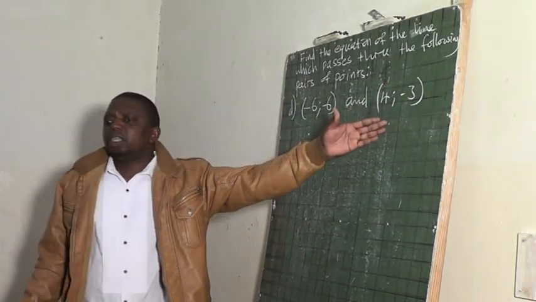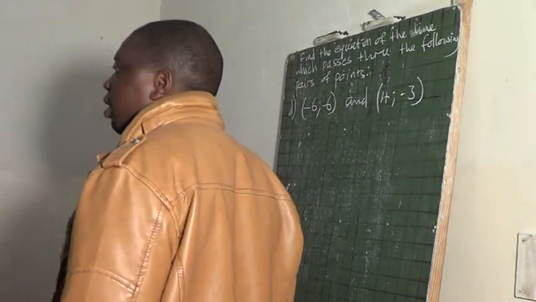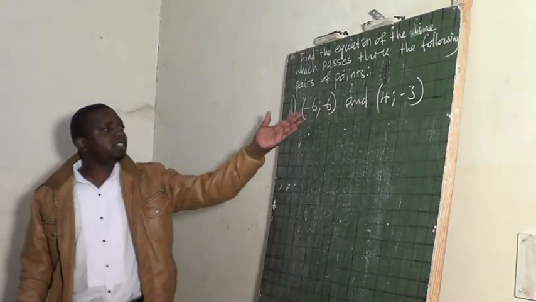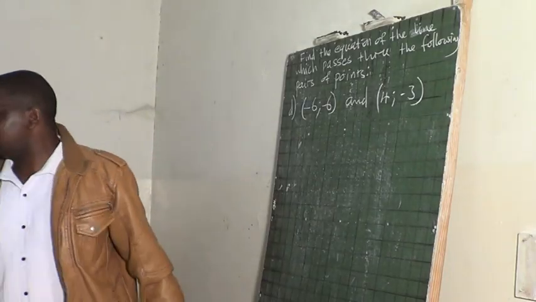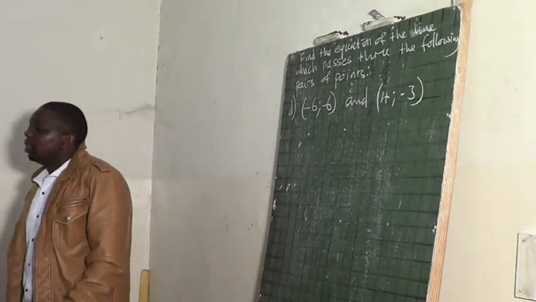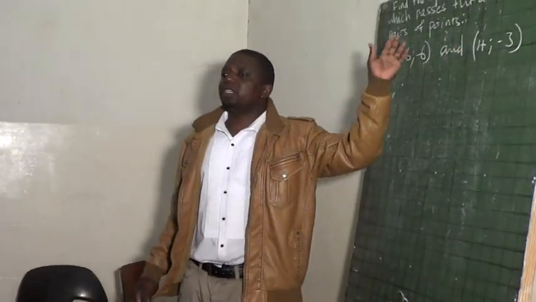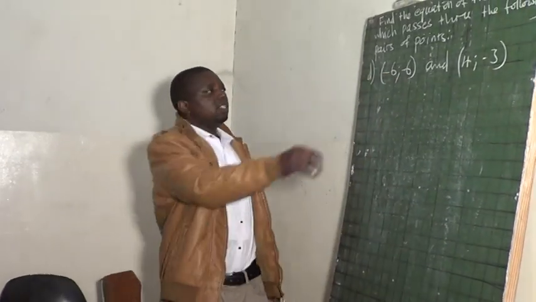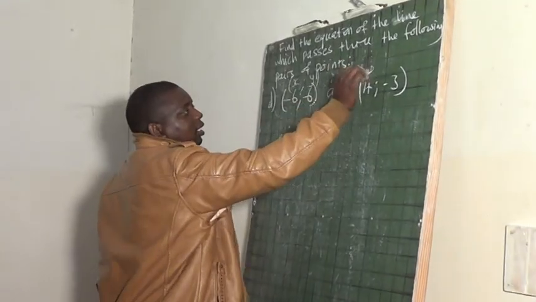Right. For you to find the equation of a straight line, you must be given at least 1 point and the gradient altogether. But in this case, you have 2 points without the gradient. So what do you do? You use the 2 given points to find the gradient altogether. You use the 2 given points to find the what? The gradient.